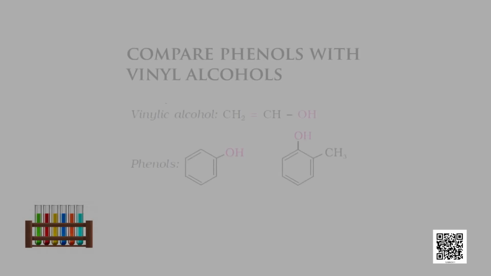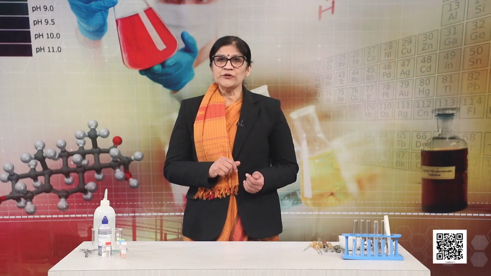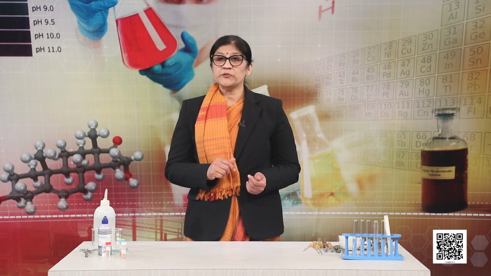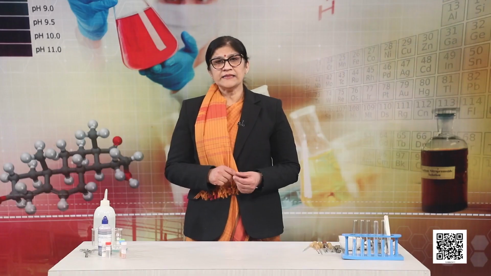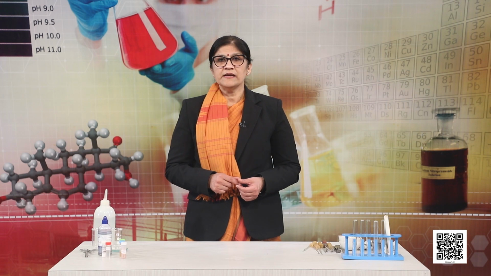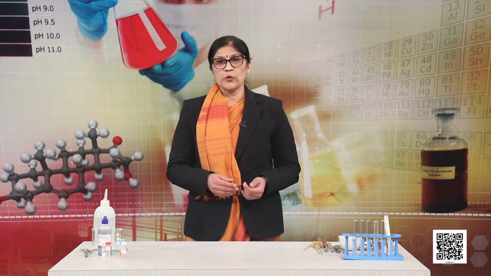Just remember, a phenol has a benzene ring containing the OH group. That means an sp2 hybridized carbon is carrying the OH group. The OH group linked to an aryl carbon is shown in the slide. I am sure now you can differentiate between allylic, benzylic, vinylic alcohols and phenols. Understanding this classification is very important as these structural changes affect the properties of the compounds with OH groups.